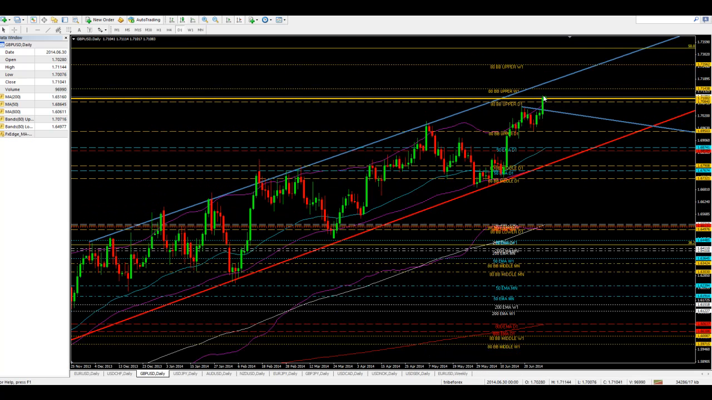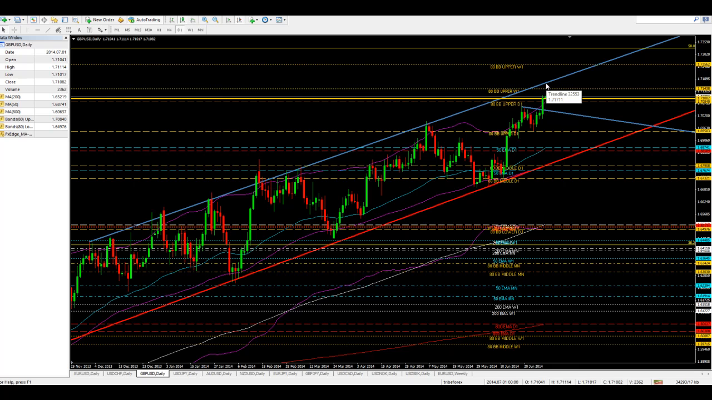So we had a breakout as well. Small breakout of this zone, also above the Bollinger Upper Band. Now, if you look at what I've drawn here, it's actually a channel that we've been in, an upward channel in the pound dollar. So price goes up, comes down, goes up, comes down, goes up.